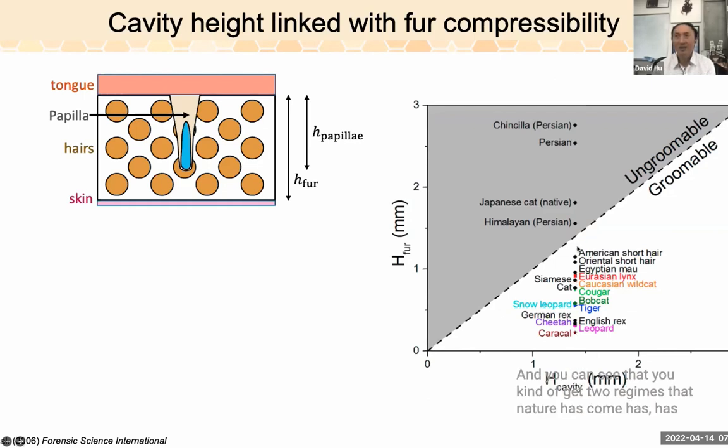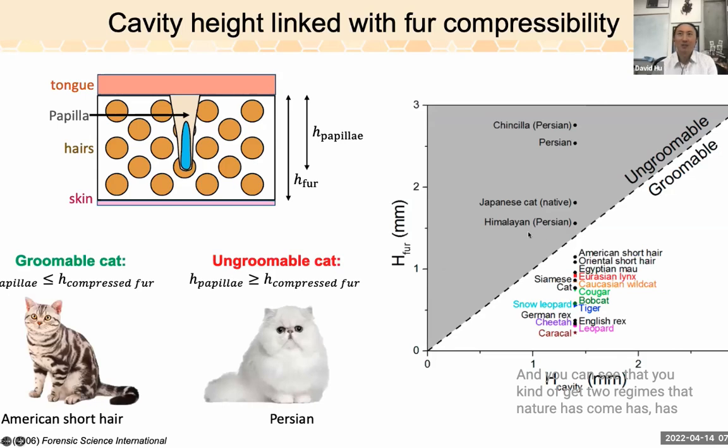And you can see that you kind of get two regimes, that nature has basically designed all the hairs and the densities so that the animals can groom them, so that the height of the papillae can penetrate through the compressed fur. Even animals like the snow leopard, which have incredibly dense fur to survive winters, can still groom themselves.